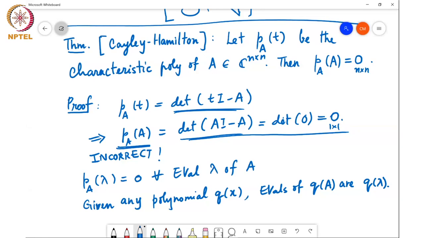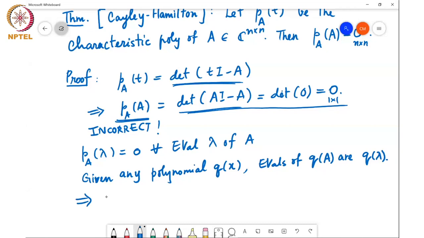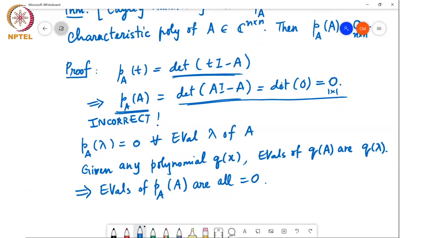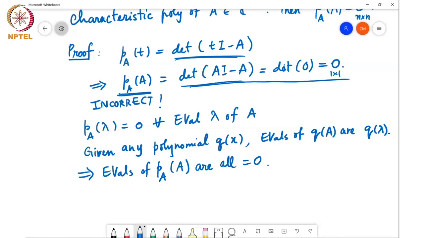Okay, so that means that if I wanted to find the eigenvalues of P_A of A, that would be P_A of lambda, which is equal to zero, because this is true for every eigenvalue of A. So the eigenvalues are all equal to zero. So whatever this P_A of A is, it's a matrix whose eigenvalues are all equal to zero. So that implies P_A of A equals zero. Okay, so this is the proof.